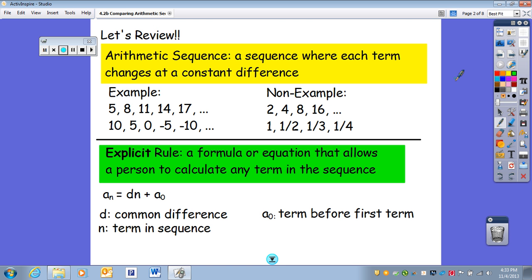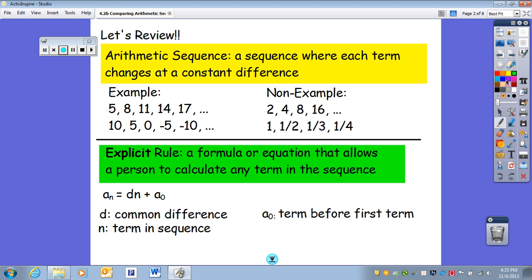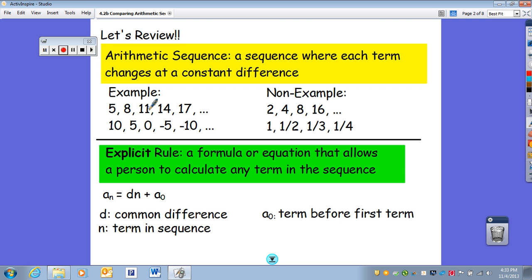So let's review. Remember that an arithmetic sequence is a sequence where each term changes at a constant rate. For example, when we have our first sequence listed, we are going from 5 to 8, 11, 14, and 17. Notice that we are adding 3 each time to get to the next term. When we take a look at the one below, when we're going from 10 down to 5, down to 0, down to -5, and so on, we're subtracting 5 each time.